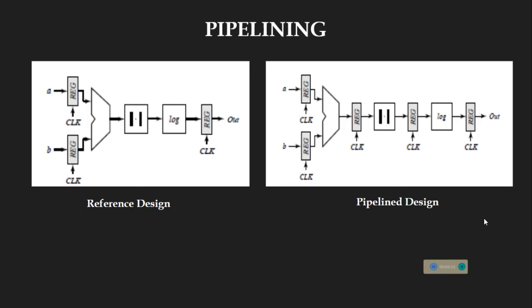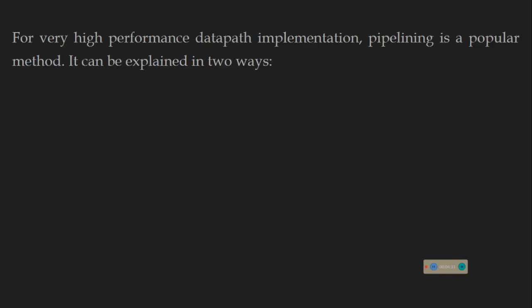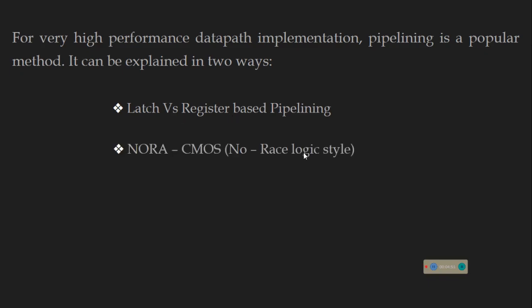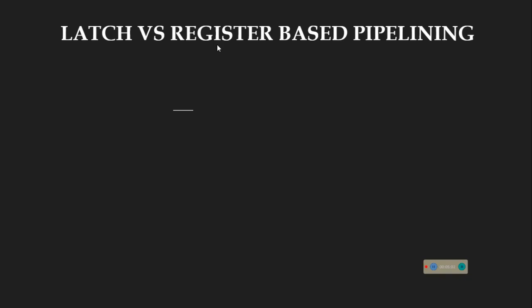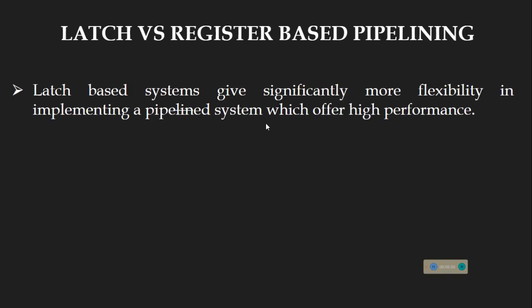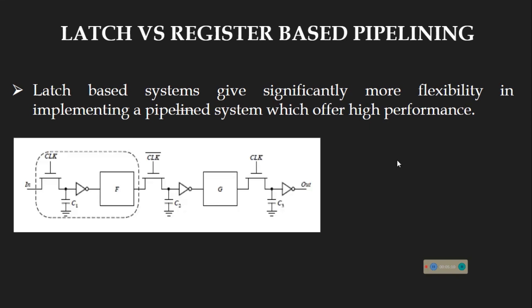By doing so, we could avoid the conflicts between the data. So in order to build a very high-performance data path, we make use of this pipeline. Pipelining in VLSI can be explained in two different ways. One is latch versus register-based pipelining, and the next one is NORA CMOS. NORA stands for No Race CMOS. In today's session, we are discussing latch versus register-based pipelining, which gives more flexibility in implementing the pipeline design.